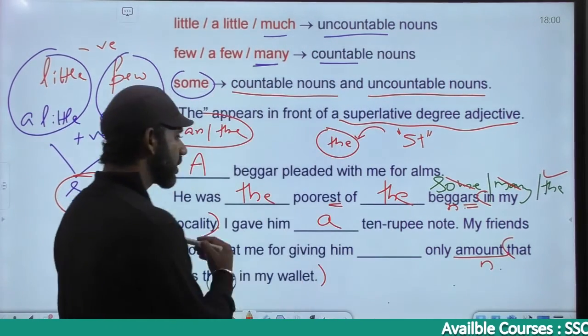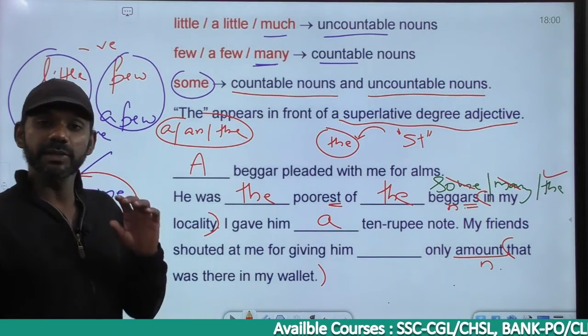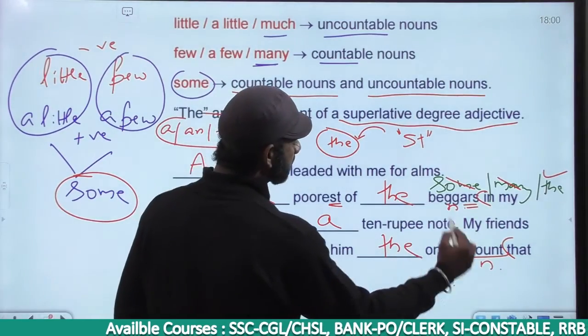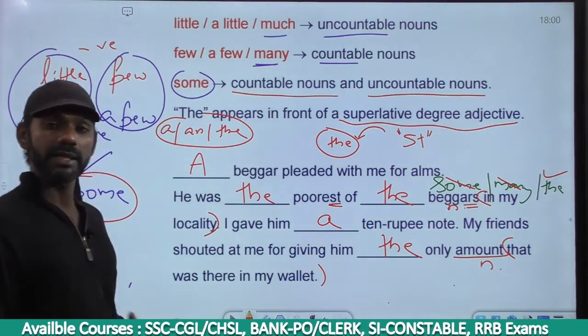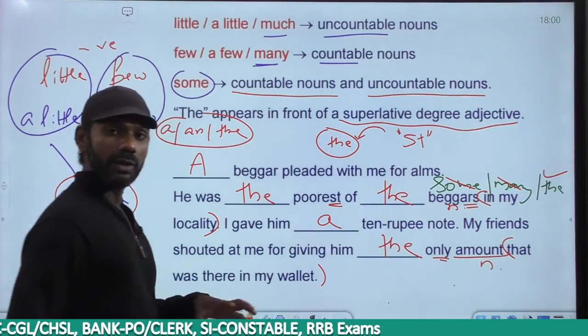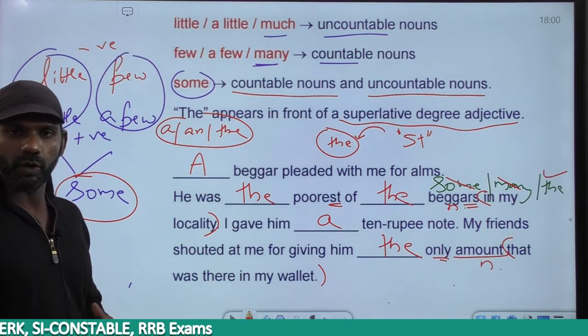So that was there in my wallet is the information given regarding the noun amount. So the noun amount must be taken as specific. So, the only amount that was there in my wallet. One more instance, only is there. I cannot say an only amount. Only means very specific. So, the only amount that was there in my wallet.